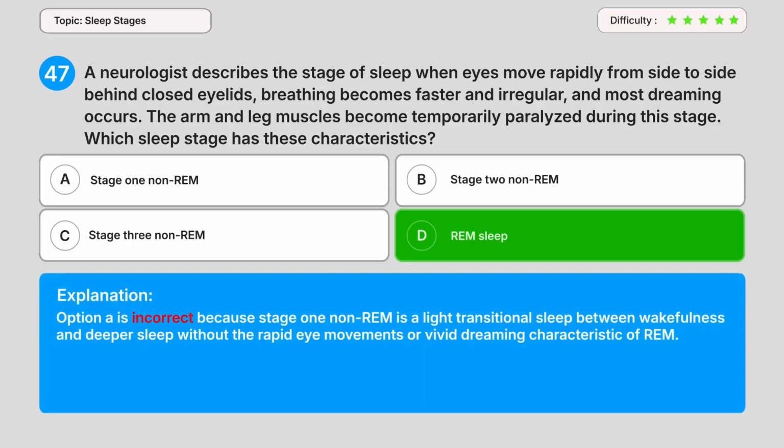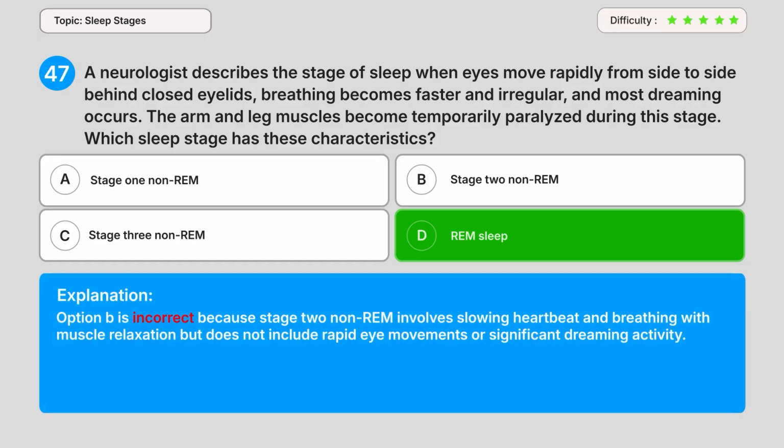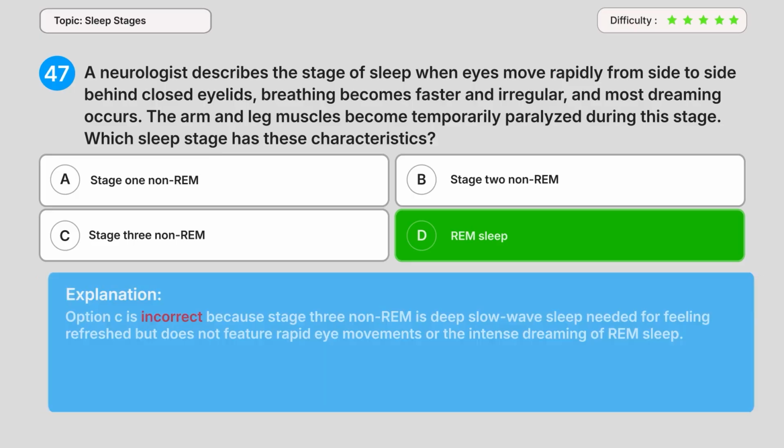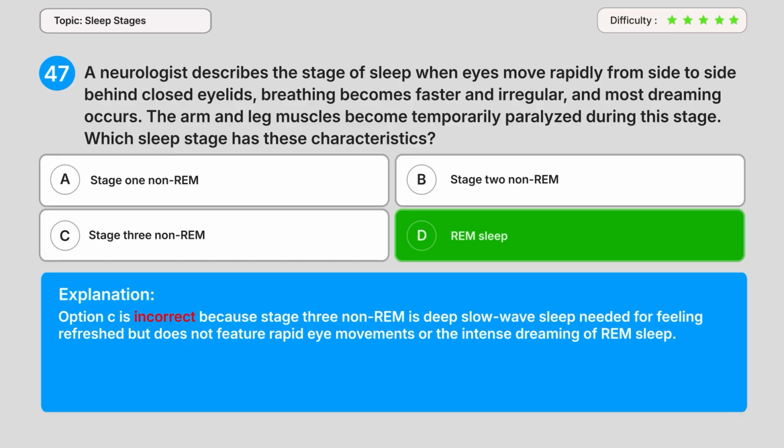Option A is incorrect because stage 1 non-REM is a light transitional sleep between wakefulness and deeper sleep, without the rapid eye movements or vivid dreaming characteristic of REM. Option B is incorrect because stage 2 non-REM involves slowing heartbeat and breathing with muscle relaxation, but does not include rapid eye movements or significant dreaming activity. Option C is incorrect because stage 3 non-REM is deep slow-wave sleep, needed for feeling refreshed, but does not feature rapid eye movements or the intense dreaming of REM sleep.